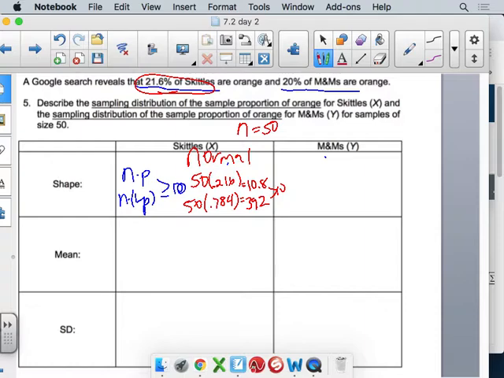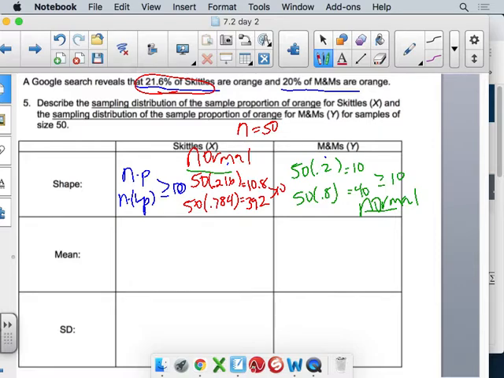And then you do the same thing for this one. Do 50 times 20%, 50 times 80%, and you end up getting 10 and 40. So both of those are greater than or equal to 10. So we can also say that the M&Ms by themselves are normal. So the Skittles by themselves are normal, the M&Ms are normal. So when I combine them down at the bottom, the combination of them is going to be normal as well.